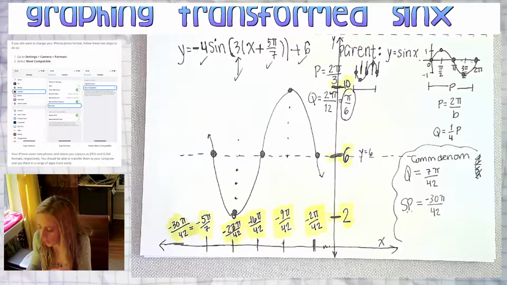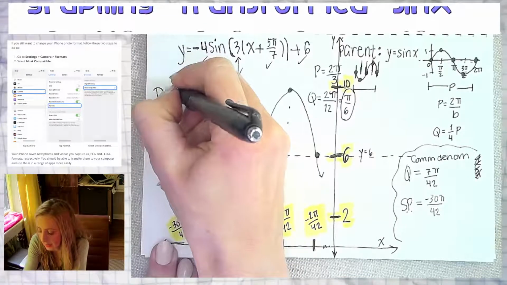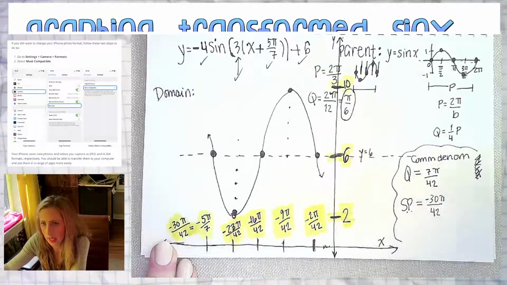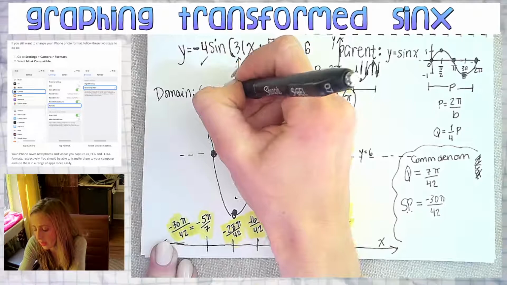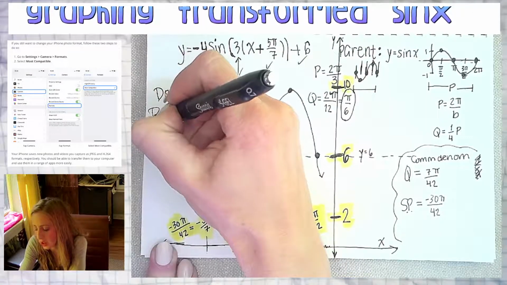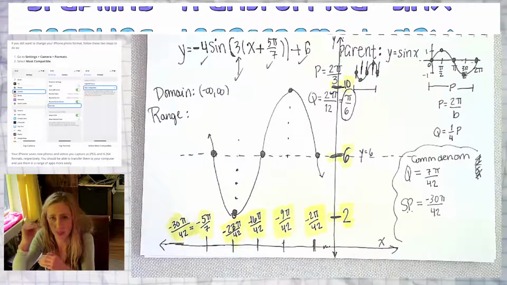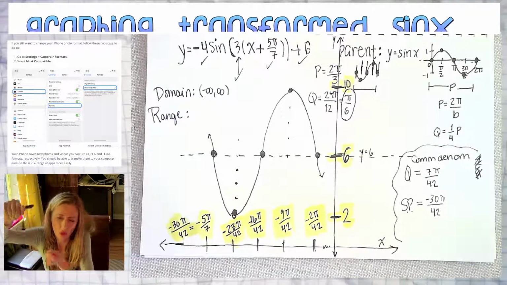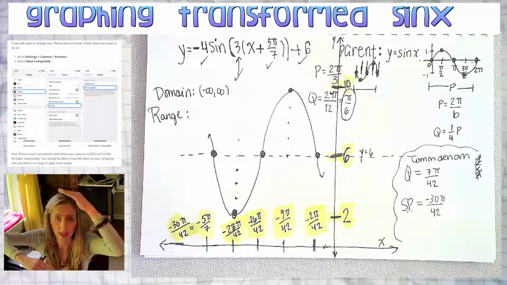Just to wrap it up though, I'm going to write down the domain and range. The domain, my sine function really continues indefinitely in both directions. Whee, like this. So the domain is really negative infinity to infinity. And then the range, visually from the graph, normally your range for sine is from -1 to 1. We stretched it by 4. We flipped it, but that doesn't really affect the fact that the range is still -4 to 4.